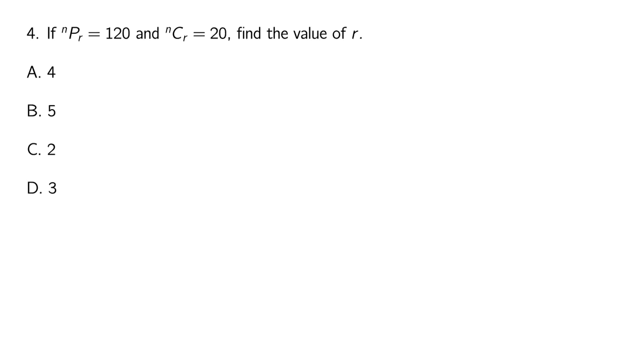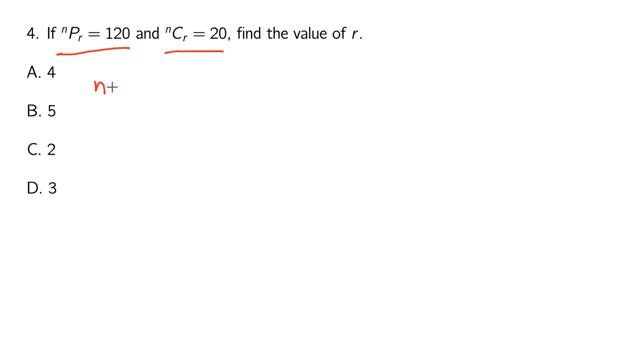The next question is question 4. It says if nPr equals 120 and nCr equals 20, find the value of r. Now here, there are at least 2 ways we can think of it. We can use the formula, but we can also use the actual meaning of nPr and nCr, but maybe let's use the formula today.